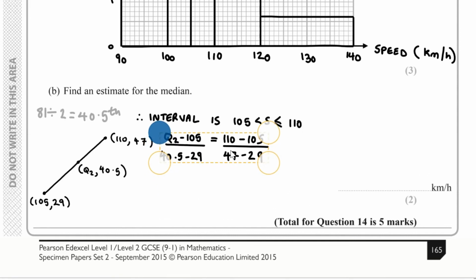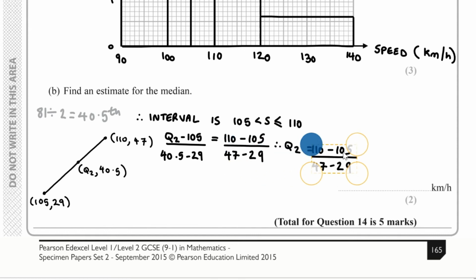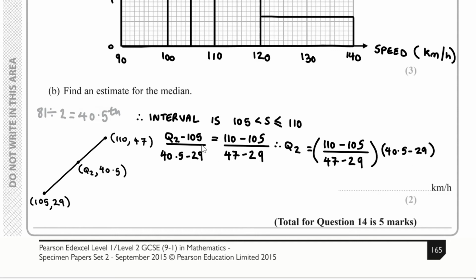do, because we can see here Q2 will equal this amount here. So if I just copy and paste this, we're going to have this amount here being multiplied by the difference. We've got 40.5 take away 29, and then we're going to add on 105. So let's just actually move this down here.